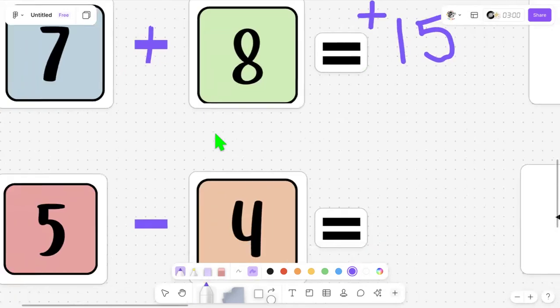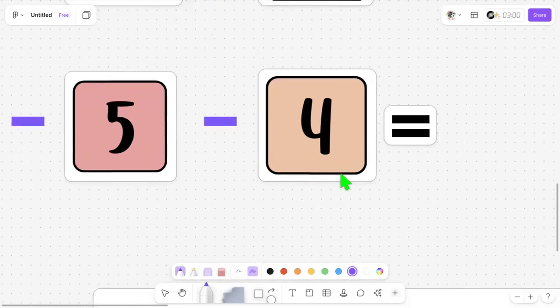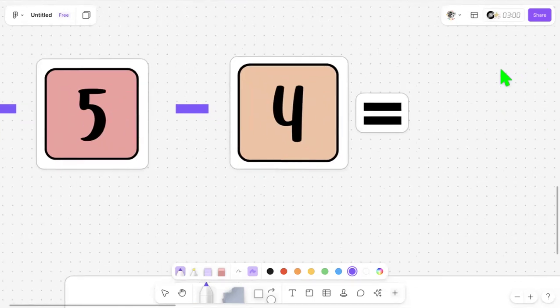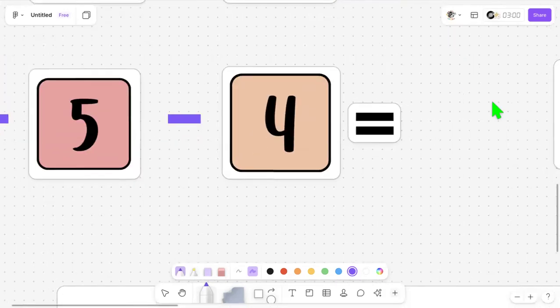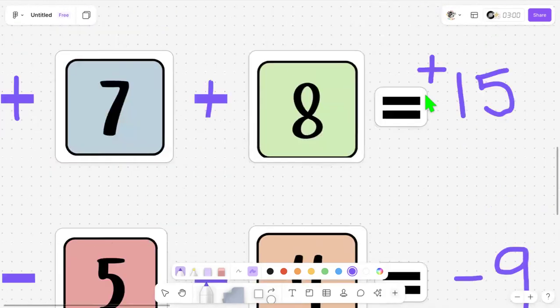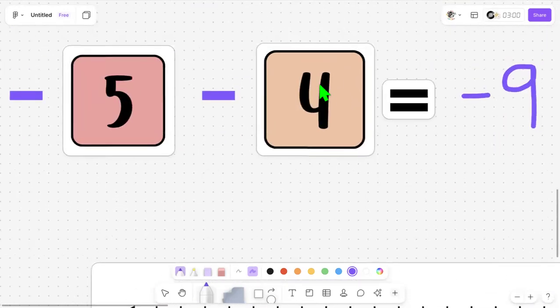Last question is -5 and -4, or we can say -5 combined with a -4. You might want to think about it like that, because there are 2 negative numbers, and what we want to think of it as is combining negative numbers. I know 5 plus 4 is going to be equal to 9. And when we combine 2 negative numbers, we're going to get -9. Similar to when we combine -6 and -3, we also got -9.